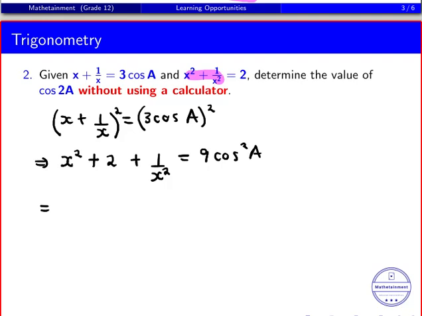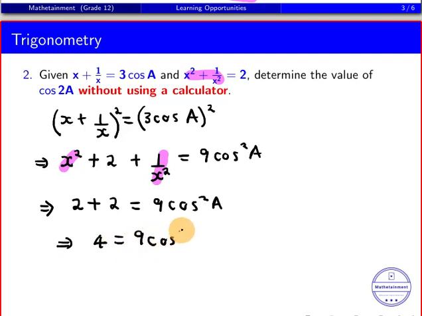Now, if you look at this, x squared plus 1 over x squared, you are told that quantity is equal to 2, and you still have another 2 there, and this is equal to 9 cos squared A. So this means that 4 is equal to 9 cos squared A. And therefore, cos squared A is the same as 4 over 9 if we divide by 9 on both sides.